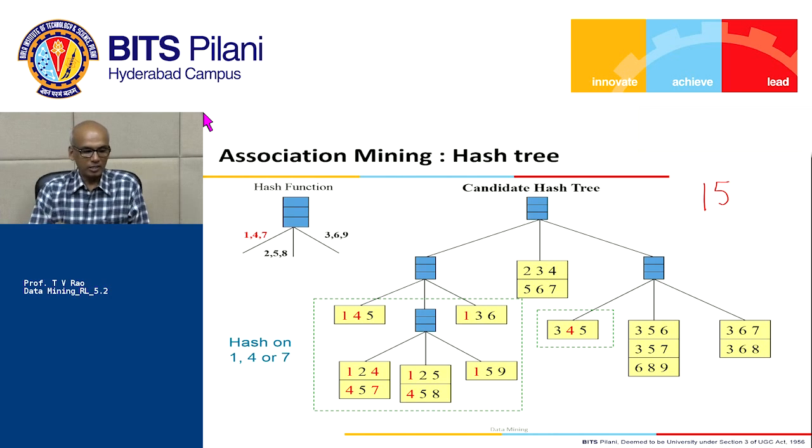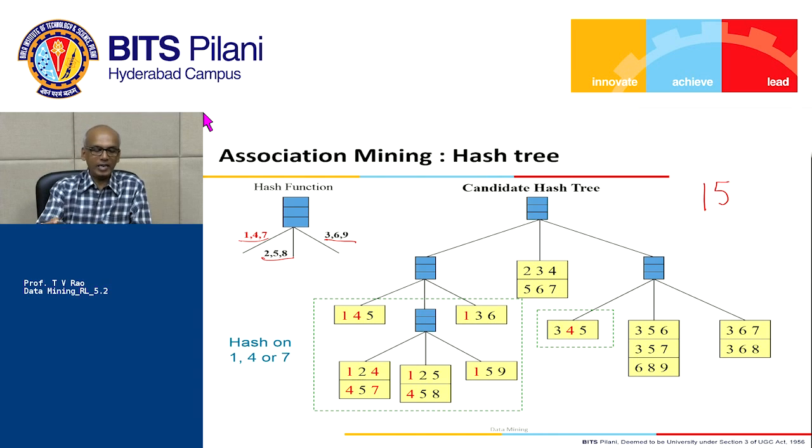Now we divide using a hash function, modulo 3. So at each node we will have a maximum of 3 branches in the tree. In the leftmost branch we take 1, 4, 7, in the middle branch we take 2, 5, 8, and in the right branch we take 3, 6, 9.